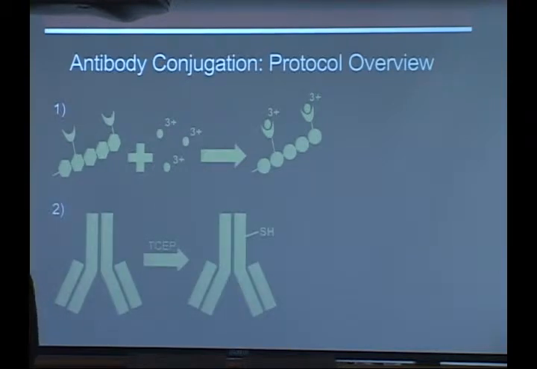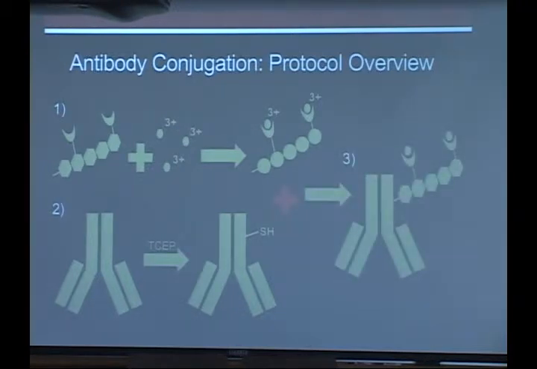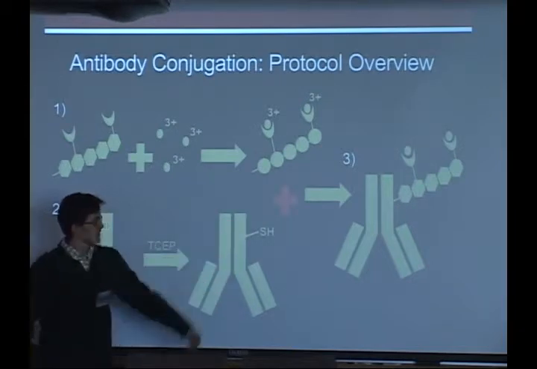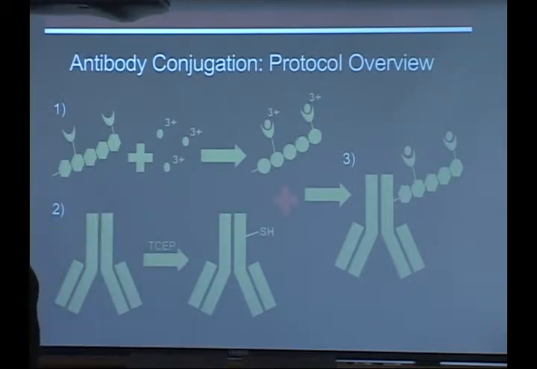And then at the same time, we take our antibody and we perform a partial reduction using tris carboxyethylphosphine in order to break those disulfide bonds and expose the sulfhydryl groups. And then lastly, we allow the polymer chain that has the bismaleimide linking group to react with the sulfhydryl group on the antibody. That ends up giving you an antibody bound to a polymer that's chelating the metal ions that you want to use as your reporter species.